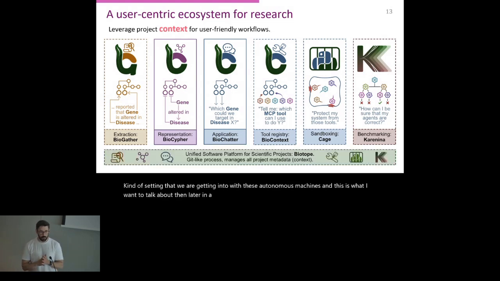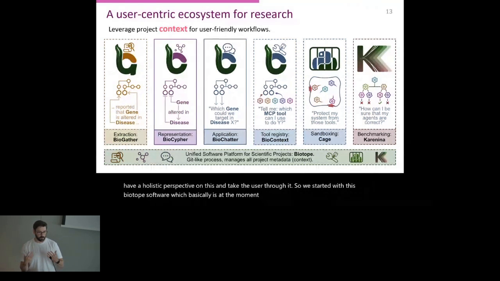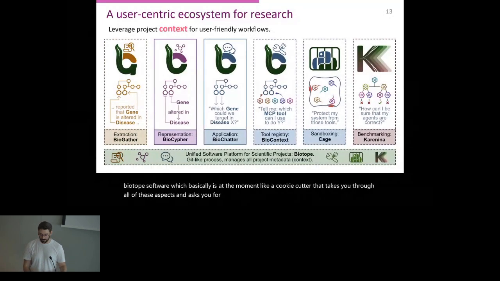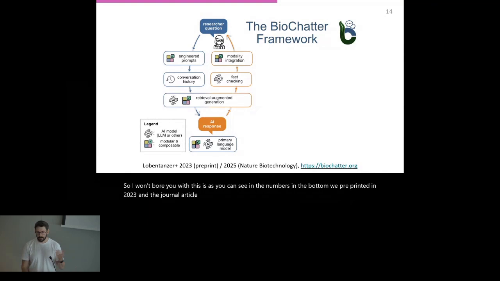And what I think is very important is to then have a holistic perspective on this and take the user through it. So we started with this Biotope software, which basically is at the moment like a cookie cutter that takes you through all of these aspects and asks you, for your project, what do you need? So I won't bore you with this. As you can see in the numbers in the bottom, we pre-printed in 2023, and the journal article came out this year. So in terms of agentic systems, this is an eternity.